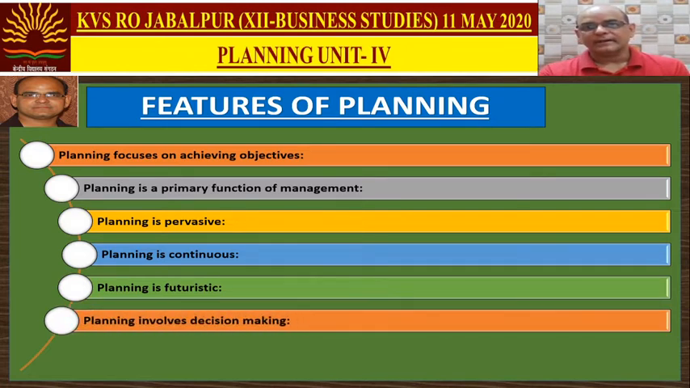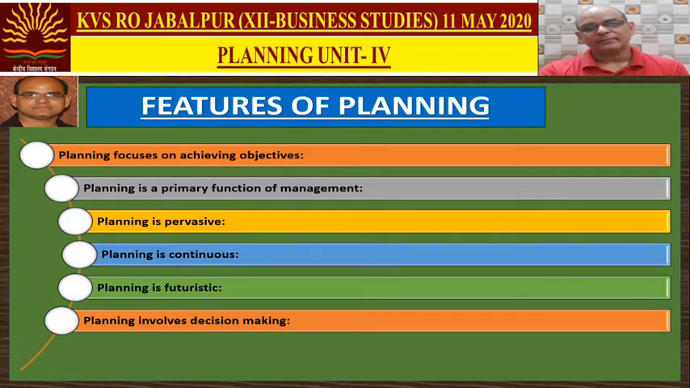Planning involves decision making. Don't forget this thing, that planning means choosing the best alternative among various available alternatives. Planning helps in decision making. Planning itself means choosing the best course of action among various courses of action available after doing a careful analysis, do's and don'ts analysis, pros and cons analysis of each alternative.